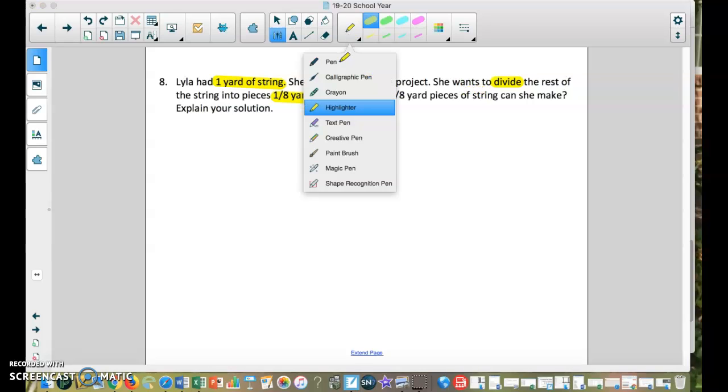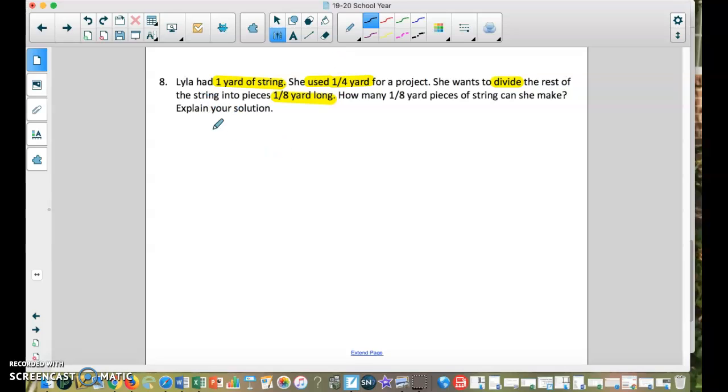So I'll show you the two ways that we've done this, with a model and then with the actual math. So starting, she's got 1 yard and she uses 1/4 of a yard for a project. Okay, so one whole, in this case, would be 4/4, and you're taking away 1/4 from that 4/4. So 4/4 minus 1/4, and in this case, fourths would be like your unit. You're saying 4 minus 1 equals 3, and then they are 3/4. Okay, so then it says she wants to divide the rest, being 3/4, into 1/8 yard long pieces.